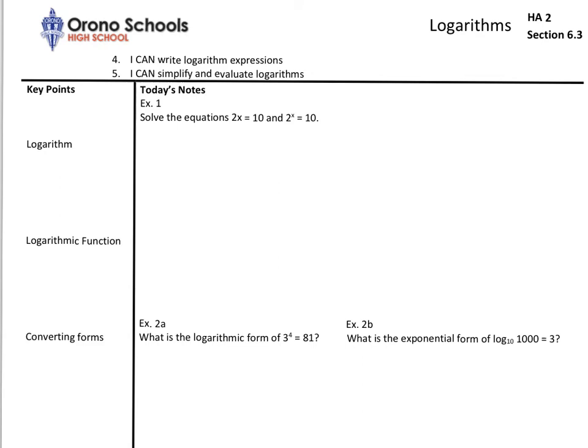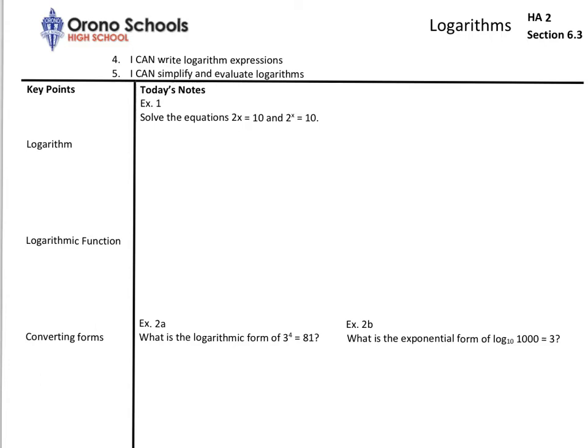Lesson 6.3 is titled Logarithms. In this lesson, we will write logarithmic expressions, simplify, evaluate logarithms, and we'll actually solve logarithmic equations. To get into why the word logarithm was necessary, let's look at example 1 first.